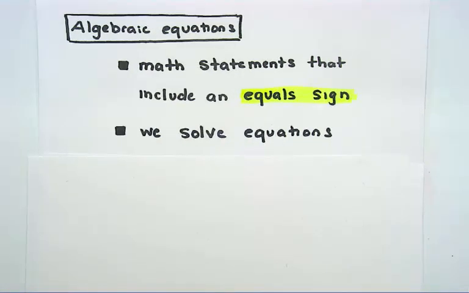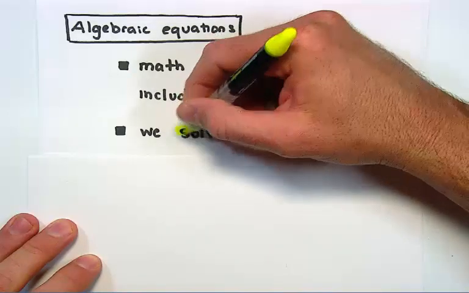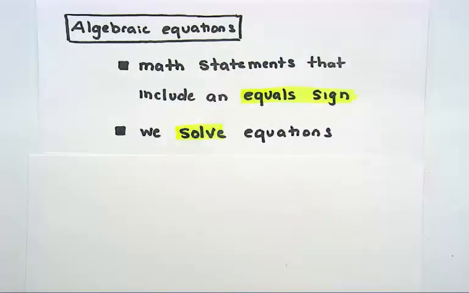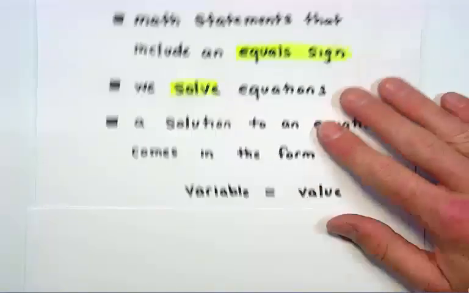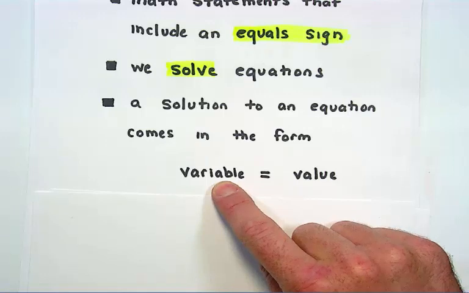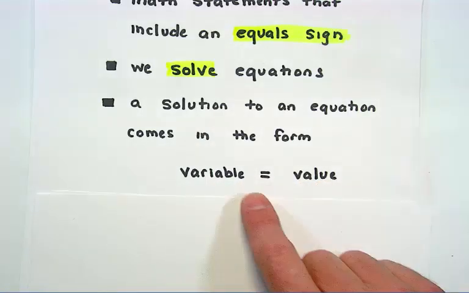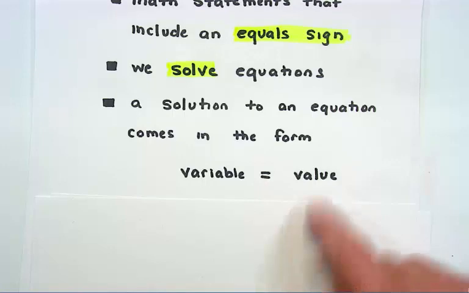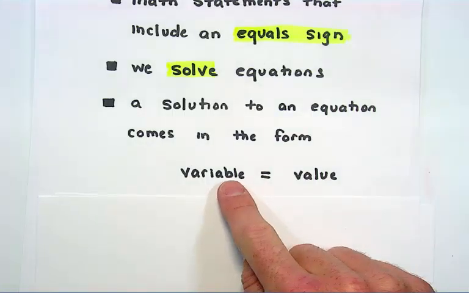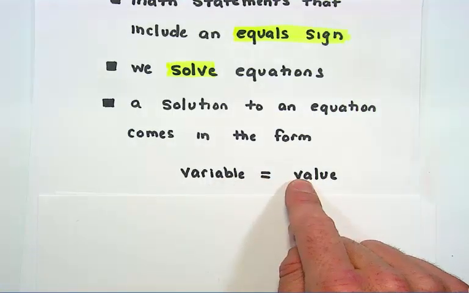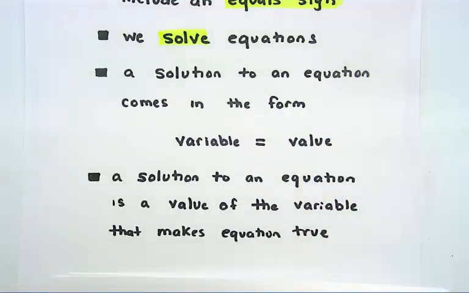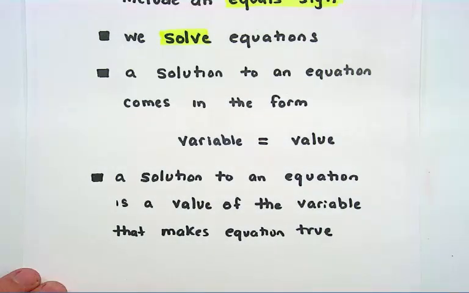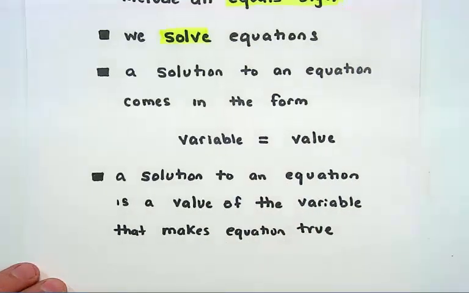One of the things that we said is when we are working with equations, we solve these things. That's the verb that we do to equations. We solve them. And we said that the solution to an equation comes in the form variable equals value. So if the variable is x, we would have something like x equal to -2. Or if the variable is y, maybe we have y equal 4. That's what a solution looks like. If we remember way back when, we said that the solution to an equation was the value of the variable that makes the equation true. This is how we checked our work.